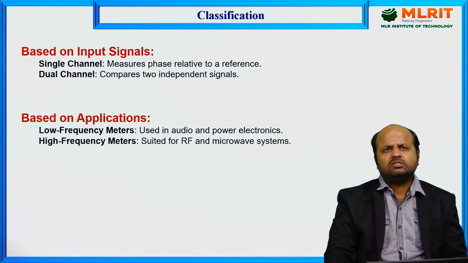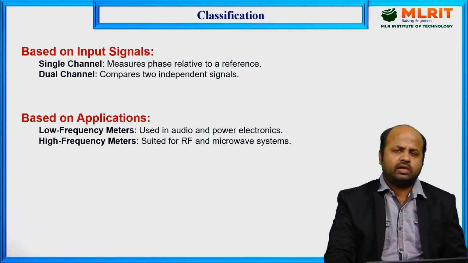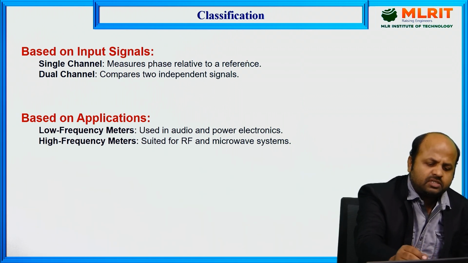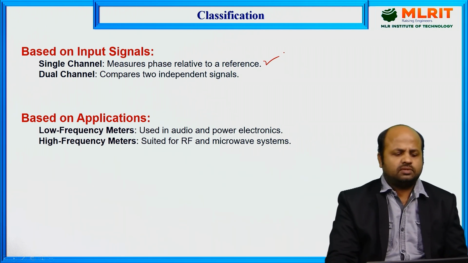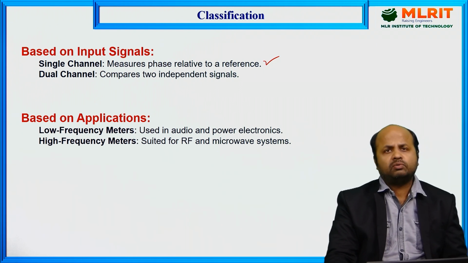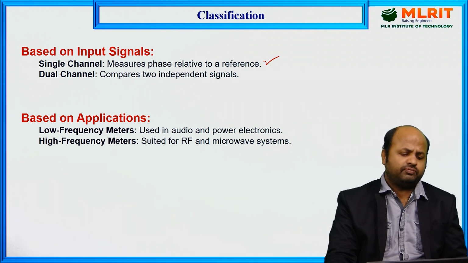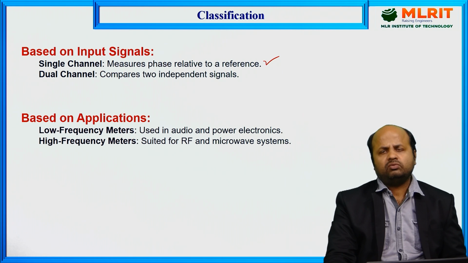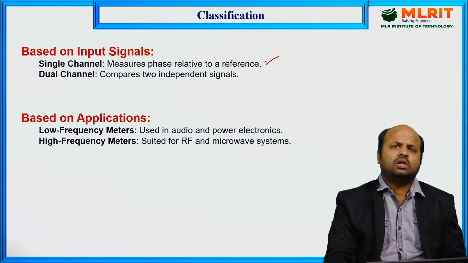Classification. Based on the input signal, we can classify the digital phase meter as single channel and dual channel. In single channel, we can measure the phase relative to the reference. In dual channel, we can compare two independent signals. Based on the application, we have low frequency phase meter used in audio and power electronics, and high frequency phase meter which is suited for RF and microwave systems. So based on input signal and its application, we have done the classification of digital phase meter.